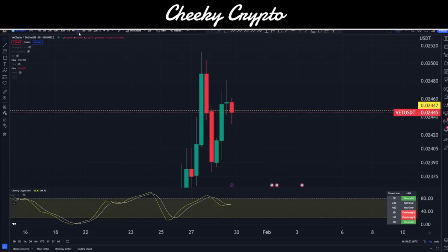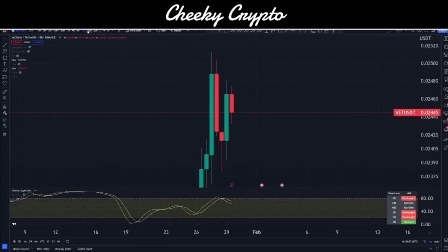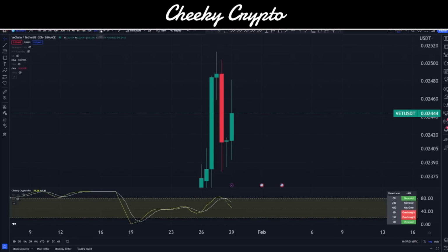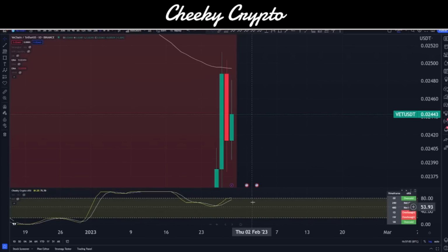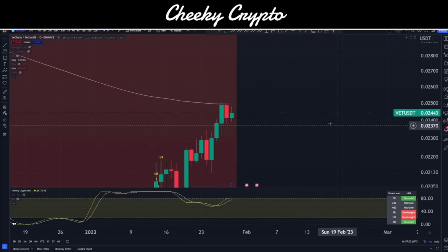The momentum on the 8-hour, again, we can hover around these areas. It's not a problem. 12-hour has to come down. 16-hour, in my opinion, should be on the correction down. Same with the daily. The daily chart does need to come down, but again, I don't think we're necessarily done just yet.